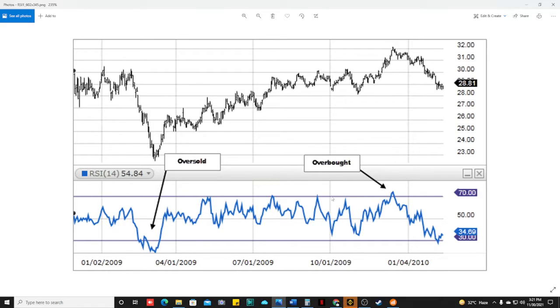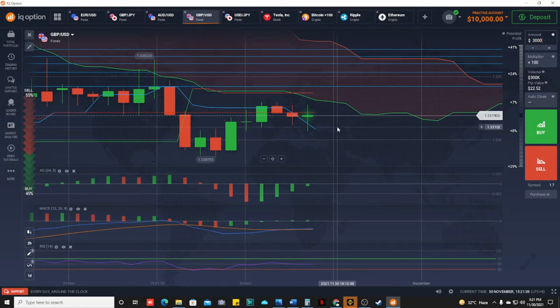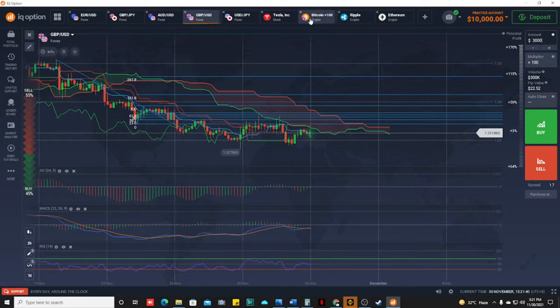Okay? And then overbought. When it crosses the 70, it's considered overbought here. So you place your sell order here, then it goes down, and then you make money. Okay? Let's look at some Tesla stock here.